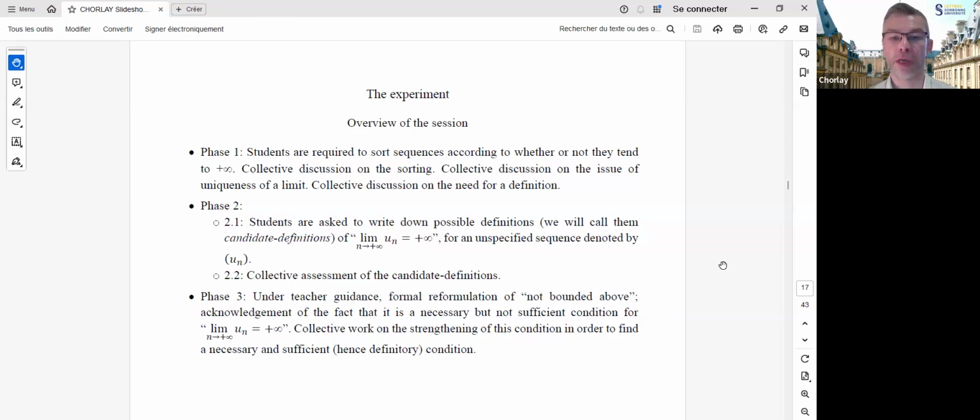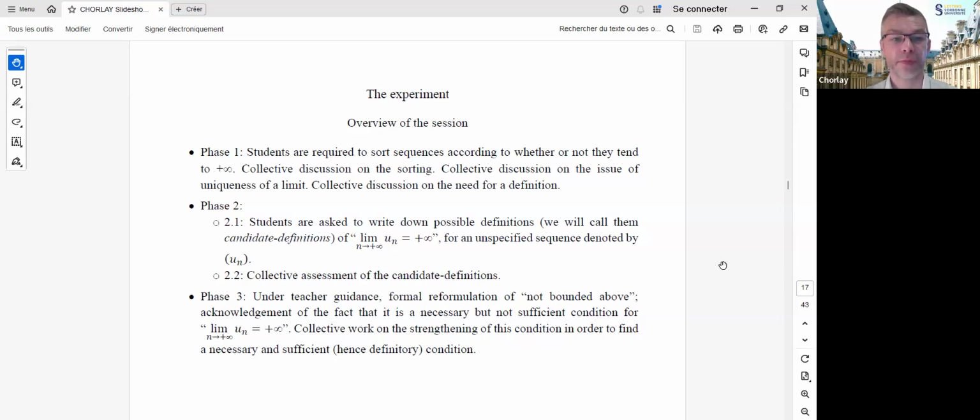So this is where we were expecting cognitive conflict, and a collective discussion on the need for a definition. Because until then, students were taught rules and theorems about limits, but none of these were ever proven for lack of a definition. We would like students to realize that they do not have a definition for limits at some point.